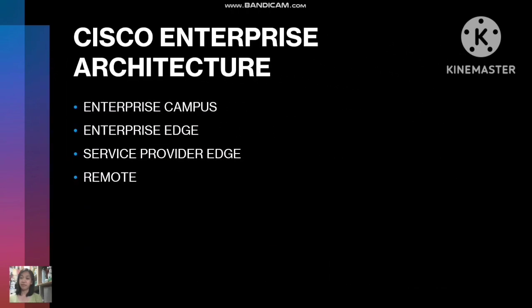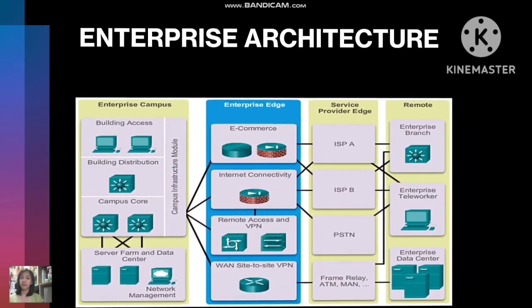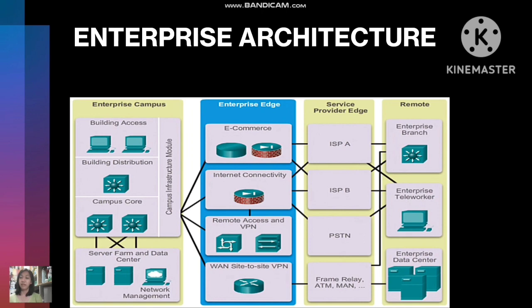So here we have the Cisco Enterprise Architecture. Its modules are Enterprise Campus, Enterprise Edge, Service Provider Edge, and Remote. As shown in the photo, here are the Enterprise Campus, Enterprise Edge, Service Provider Edge, and the Remote. When we say Enterprise Campus, it is composed of the entire campus infrastructure, and they include the 3 layers such as access, distribution, and core layer. In addition to these modules, the Enterprise Campus can include other sub-modules such as the server farm and data center module.